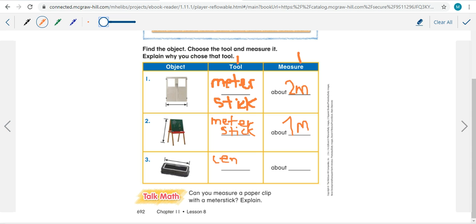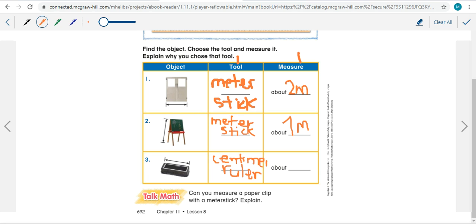Okay, so on the line you need to write centimeter ruler. Okay, so we use a centimeter ruler for this object. Sorry about my handwriting, but you need to write centimeter ruler on number 3.